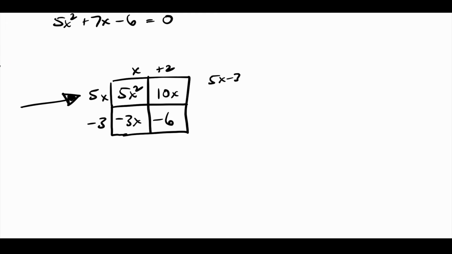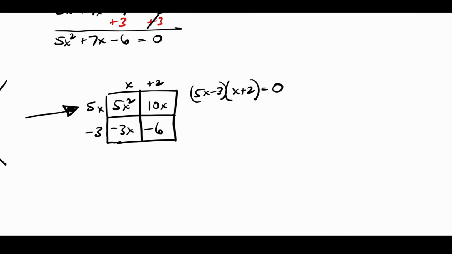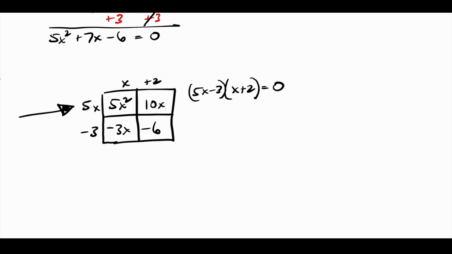All right, so now I have this: 5x minus 3 and x plus 2. But I had an equal sign. That's why it equals 0, right? The last step said set the factored terms equal to 0. Set them equal to 0. Okay, so I had 5x minus 3. I'm going to set that equal to 0. Then I had x plus 2. I'm going to set that equal to 0. We've done that before. You guys did that yesterday.